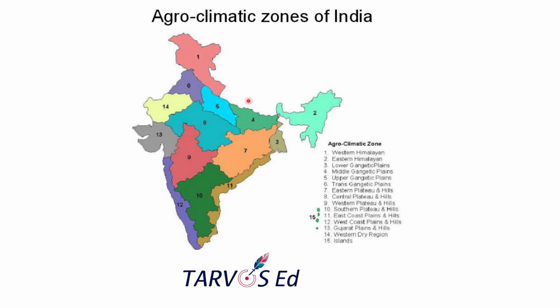In this slide, you can see the map showing all 15 zones, right? Over the next few minutes, we will look at what these zones are, why they were created, and how they help in agricultural planning.